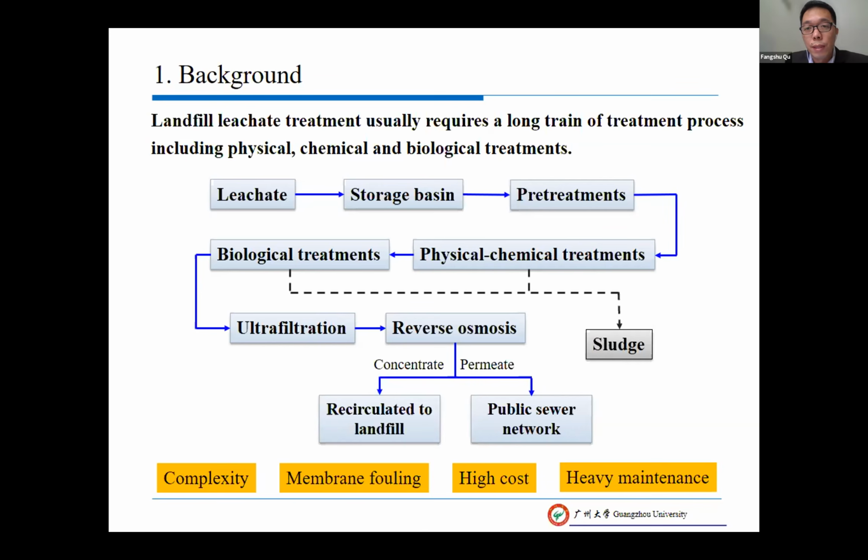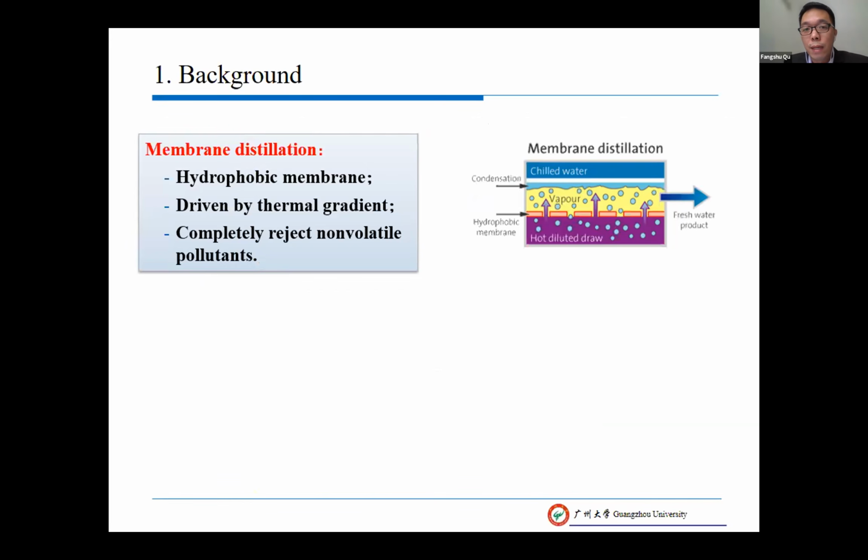Landfill leachate treatment usually requires a long chain of treatment processes, including physical, chemical, and biological treatments. And membrane technologies like ultrafiltration and reverse osmosis are usually used for landfill leachate treatment. But this has some problems like very serious membrane fouling and high energy demand. These problems prevent the membrane technology from application in landfill leachate treatment. Usually, we want to develop some simple process or some one-step separation for landfill leachate treatment.